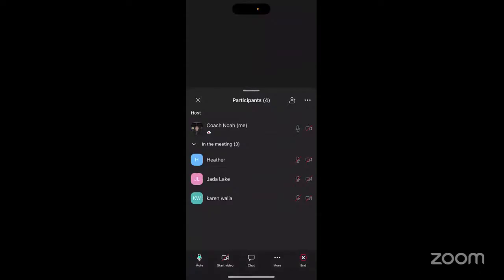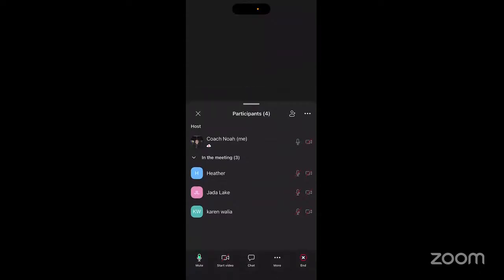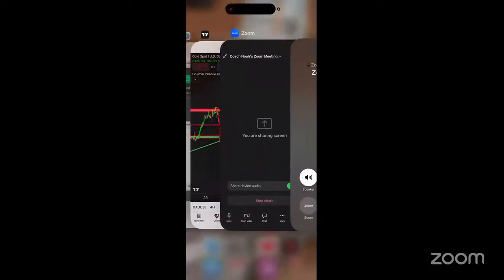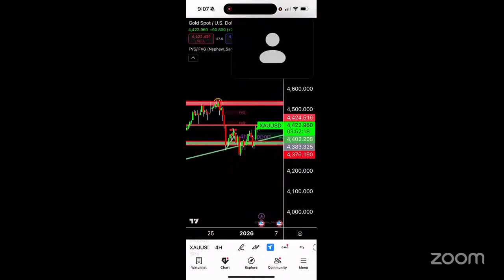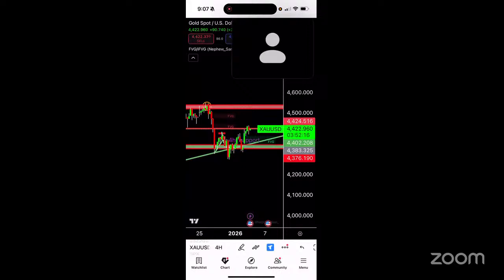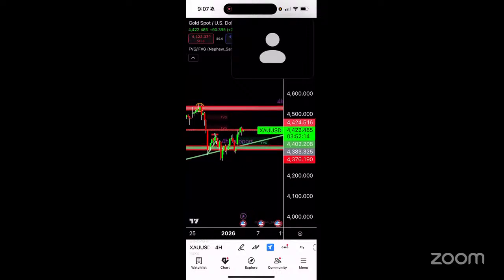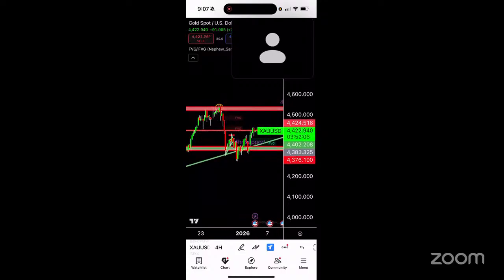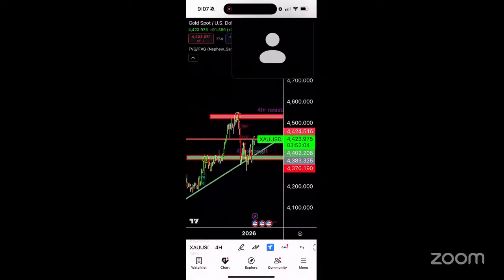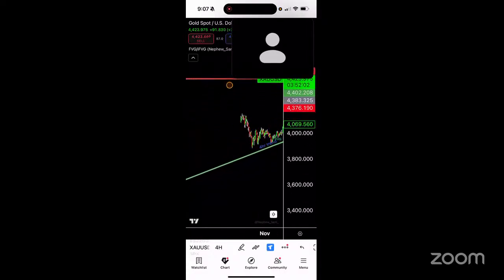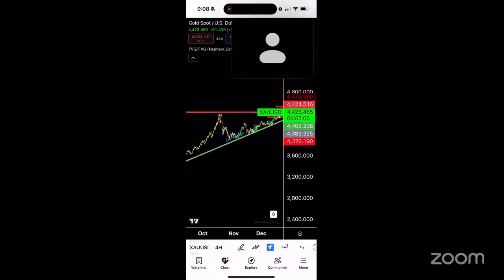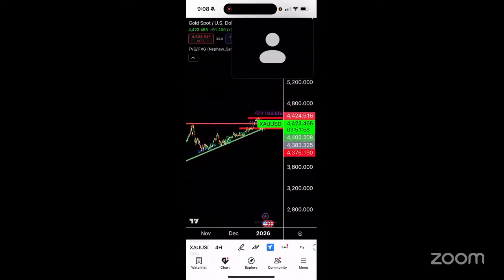All right, so we got Heather, Jada, and Miss Karen. Everybody on here has already gone through how to draw up your analysis, so you don't need to do that. And you guys have all been following me trading gold, so you should have this on your 4-hour chart already. Like I said, first thing we do is identify the trend of the market. So this trend line, this green line right here, is our trend for the 4-hour.